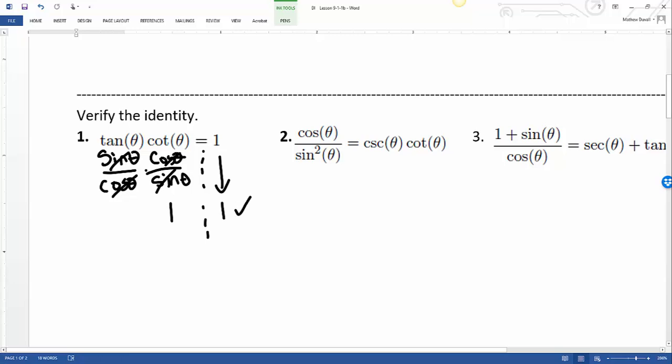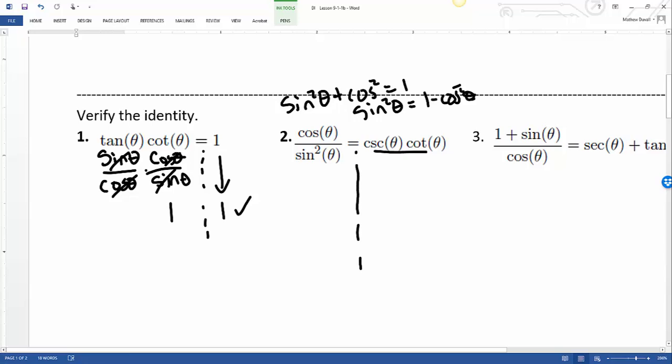So for number 2, any big identities like Pythagorean? Yes. So sine squared plus cosine squared equals 1. But if I get sine squared by itself, this 1 minus cosine squared, that doesn't really do anything for me, because it's 2 things on the bottom, but this is just 1 thing. So I don't really know what to do on the left. So maybe we try the right.